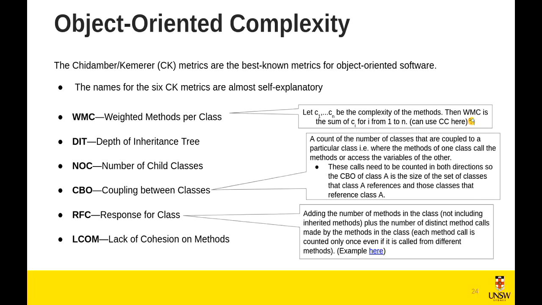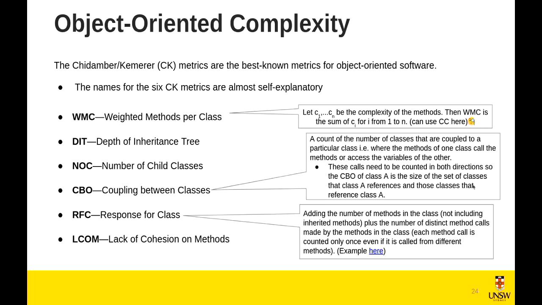And we also have response for class, and this is calculated by adding the number of methods in the class, not including the inherited methods from the parent classes, plus the number of distinct method calls made by the methods in the class. So the keyword here is distinct. Each method call is counted only once. If a method is called across different methods of the class, it's only counted as one distinct method call.